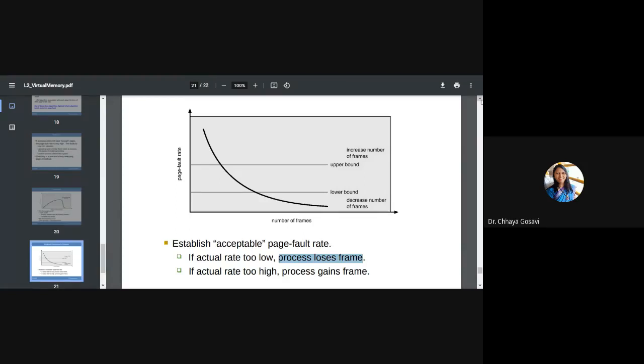If page fault rate is too low, it means fewer page faults for a particular process, so the process will lose frames. And if the page fault rate is too high, then the process gains frames. If for every page it is getting a page fault, a new frame is allocated to that particular process. And if a new frame is not required, that means this process is reducing or losing frames.